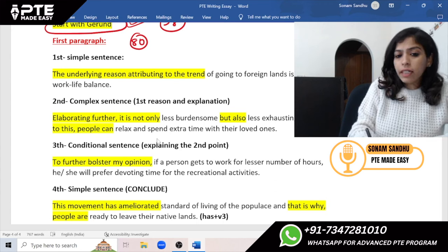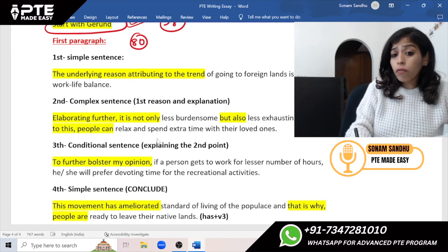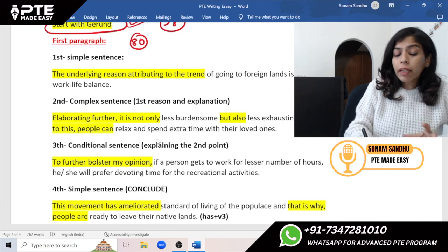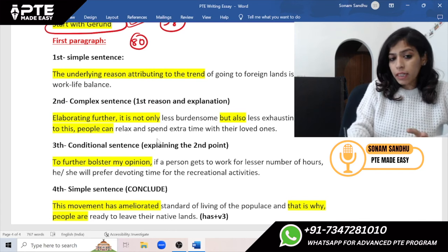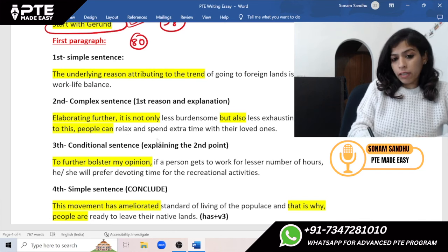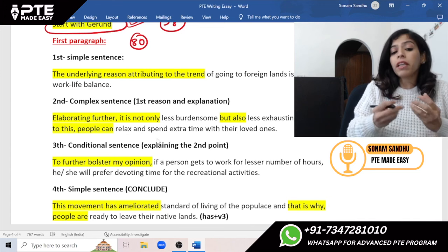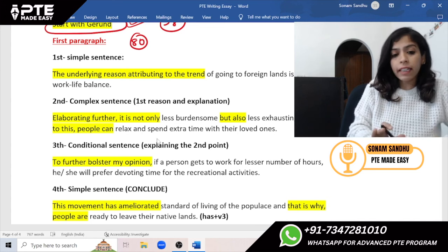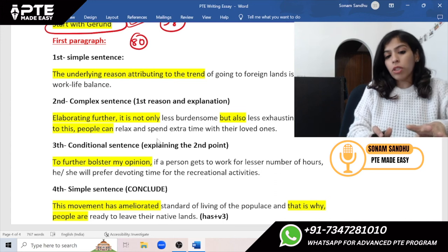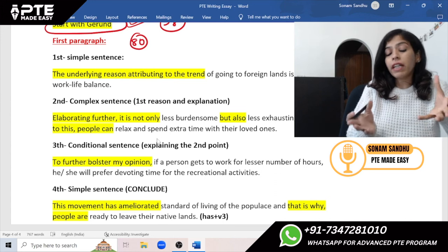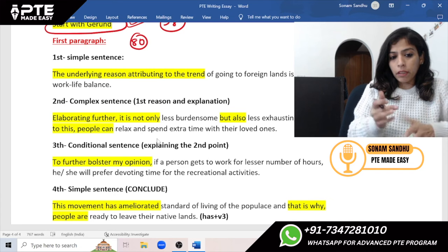The underlying reason attributed to the trend of going to foreign lands is better work-life balance. Okay, better work opportunities, better job opportunities, better work-life balance. You can write anything. It's just the structure I'm sharing with you, and I'm giving you a lot of ideas related to the same topic.